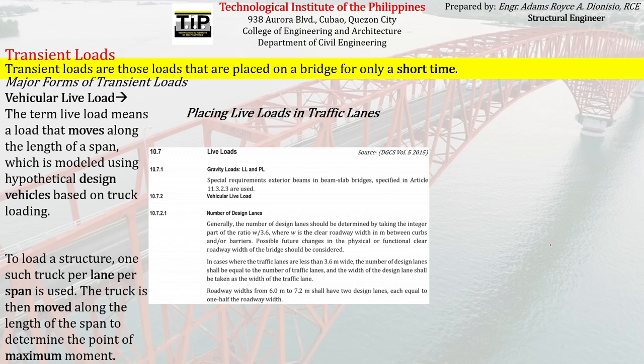Okay? So that's the AASHTO code, guys. If you will refer to DGCS, you have to go to section 10.7. So that is the corresponding section that pertains to live loads. So if you will go there specifically for section 10.7.2.1, number of design lanes, you will just see similar provision as what we have read a while ago. Okay, malulooks familiar ka lang dyan kasi nga, we just have adapted the international code provisions.